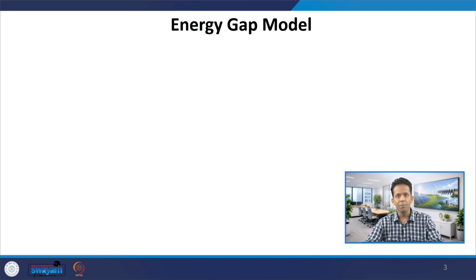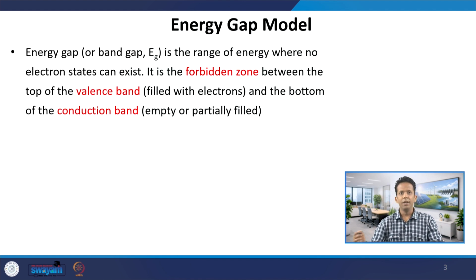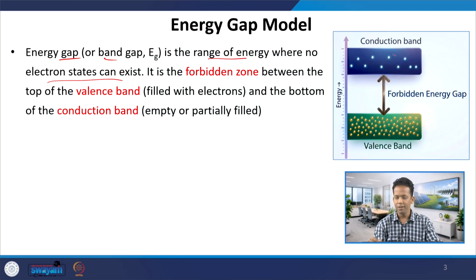So energy gap or energy gap model, it is actually based on the band gap or the energy gap between valence band and the conduction band. So it is the range of energy where no electron states can exist. There are no electrons in that gap between the valence and conduction band.